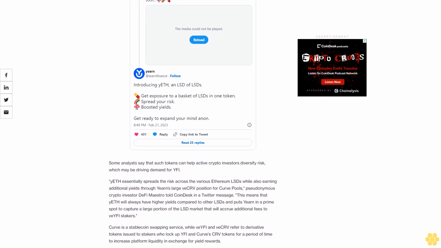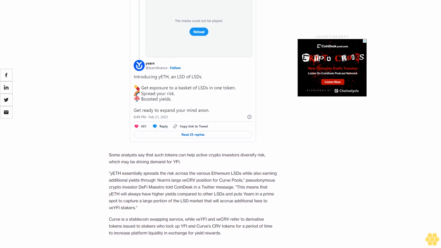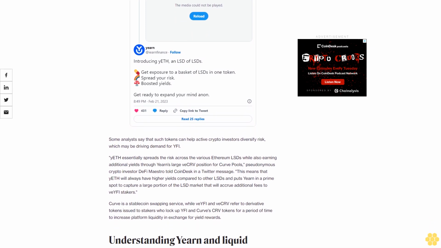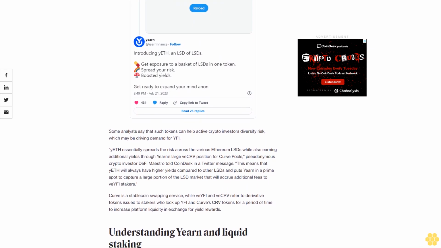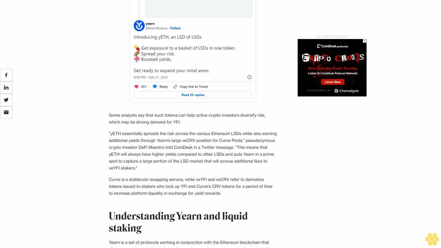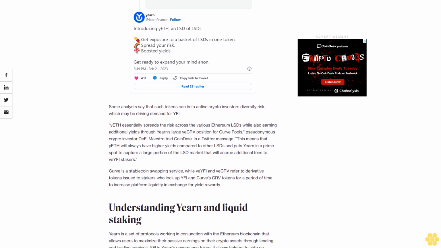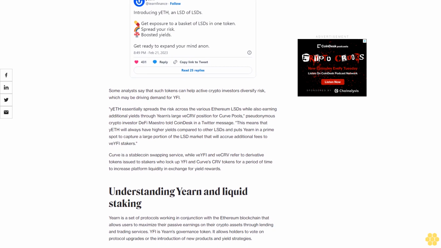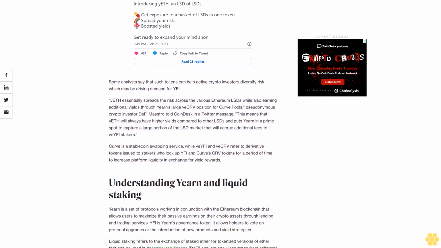Liquid staking refers to the exchange of staked Ether for tokenized versions of Ether that can be used in decentralized finance (DeFi) applications. Uses range from collateral for loans or margin trading to earning yield. The LSD sector has performed handsomely in the past 2 months ahead of Ethereum's Shanghai upgrade, which will allow investors to withdraw their Ether staked on the Ethereum blockchain. Staked Ether cannot currently be withdrawn or freely traded.